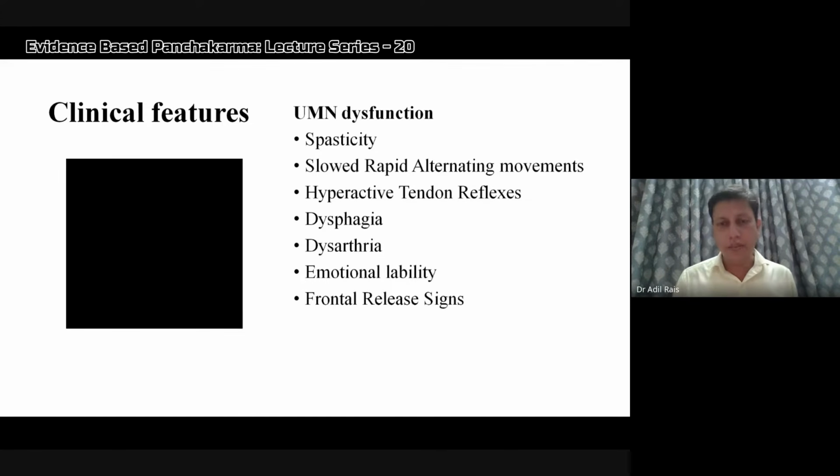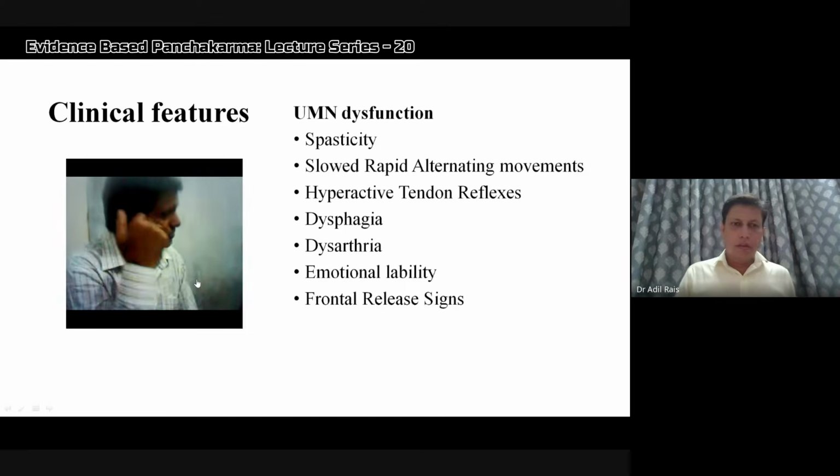Then frontal release signs. These are signs which are present in newborn babies, like the sucking reflex or the Babinski sign of the greater toe. These reflexes automatically disappear after some time, but in UMN dysfunction, these signs reappear. So the Babinski sign is positive in UMN dysfunction. Now, to get a better understanding, I have added some video clips through which we can understand the features in a better way.